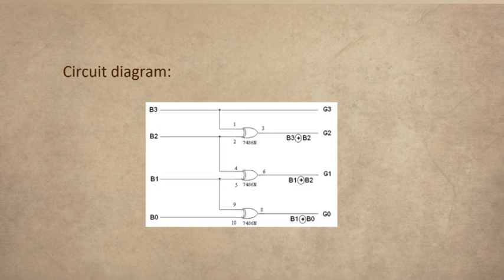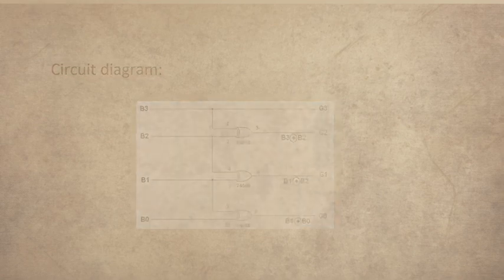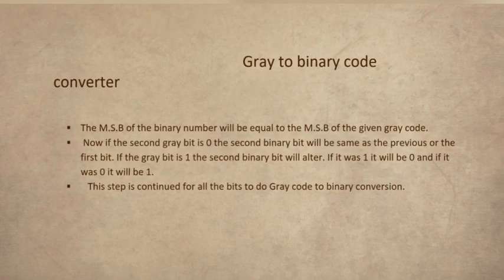And next, gray to binary code converter. The MSB of the binary number will be equal to the MSB of the gray code. Now, if the second gray bit is 0, the second binary bit will be the same as the previous or first bit. If the gray bit is 1, the second binary bit will alter. If it was 1, it will be 0, and if it was 0, it will be 1. This step is continued for all the bits to do gray code to binary conversion.